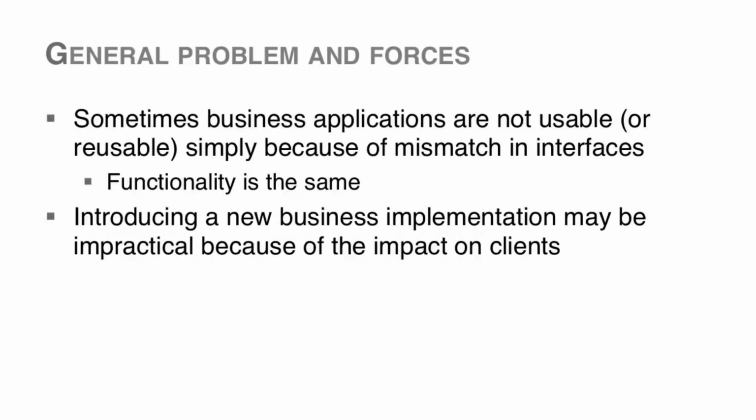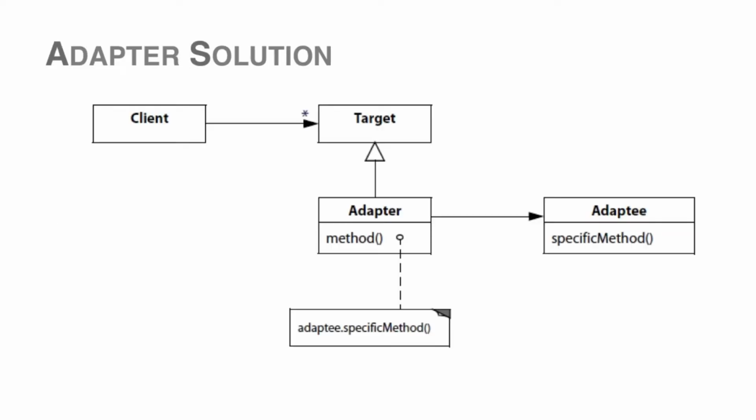Let's summarize the adapter pattern. The general problems and forces is that we sometimes have business applications not usable or reusable simply because of a mismatch of interface. Semantically, whatever the business application is doing is correct. However, we have clients that depend on a particular interface. To solve this, we implement a version of that interface called an adapter that translates the methods that the client wants to see into what the business application, called the adaptee, wants to see.